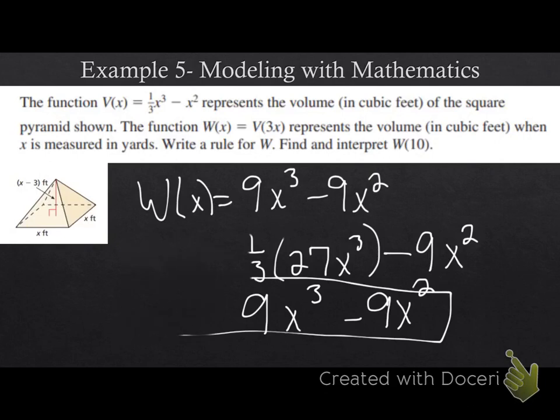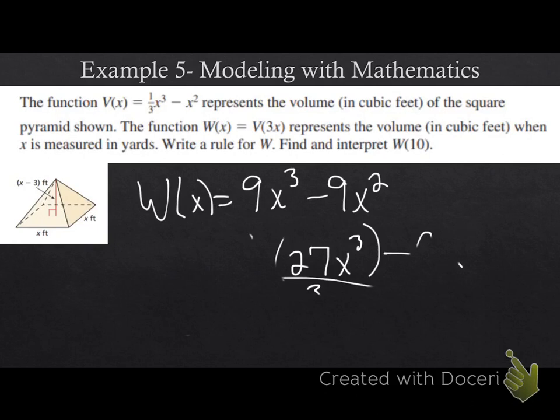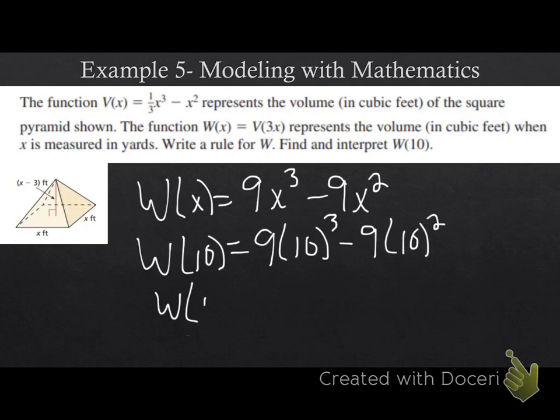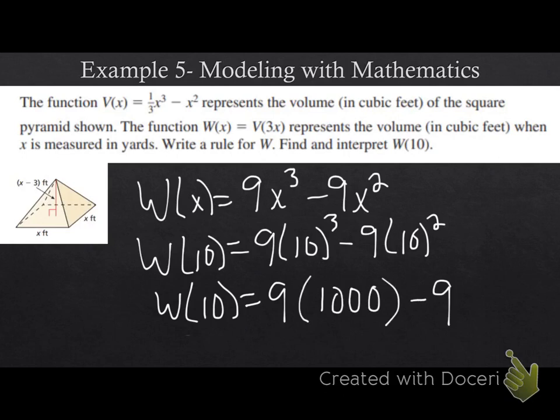Now we're finding w of 10. Just like we said, we just replace the x with 10 throughout my whole function. So what is 10 to the third power? 10 times 10 times 10. 1,000. It's got 3 zeros, right? Minus 9 times 10 squared. What's 10 squared? 10 times 10. 100.